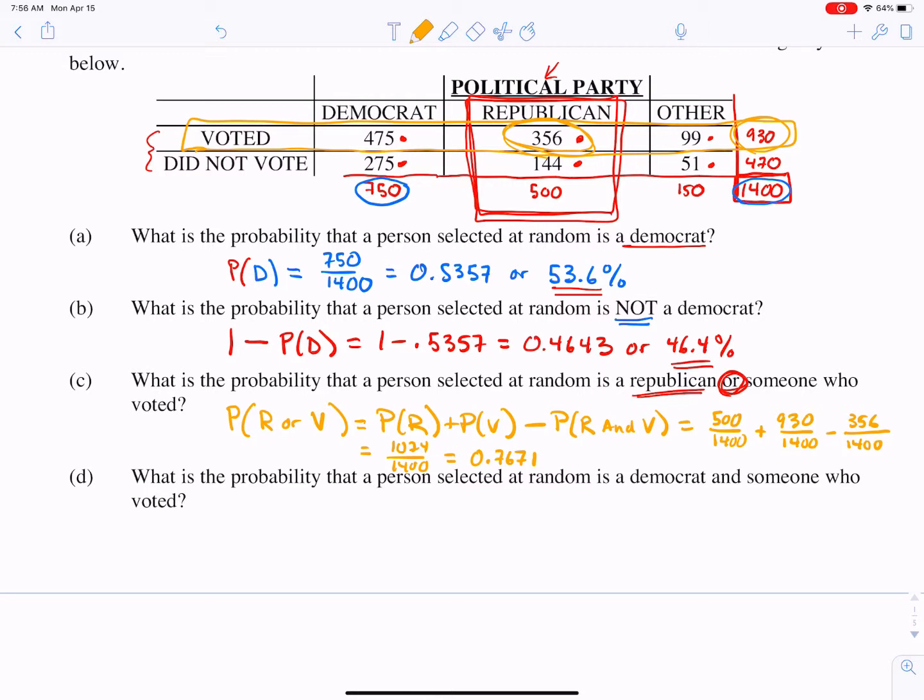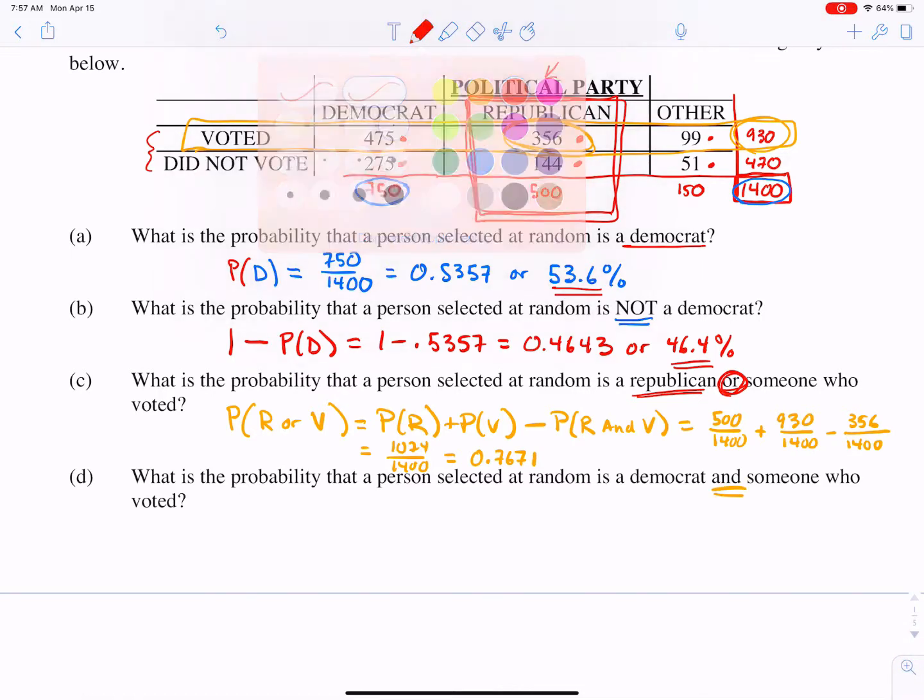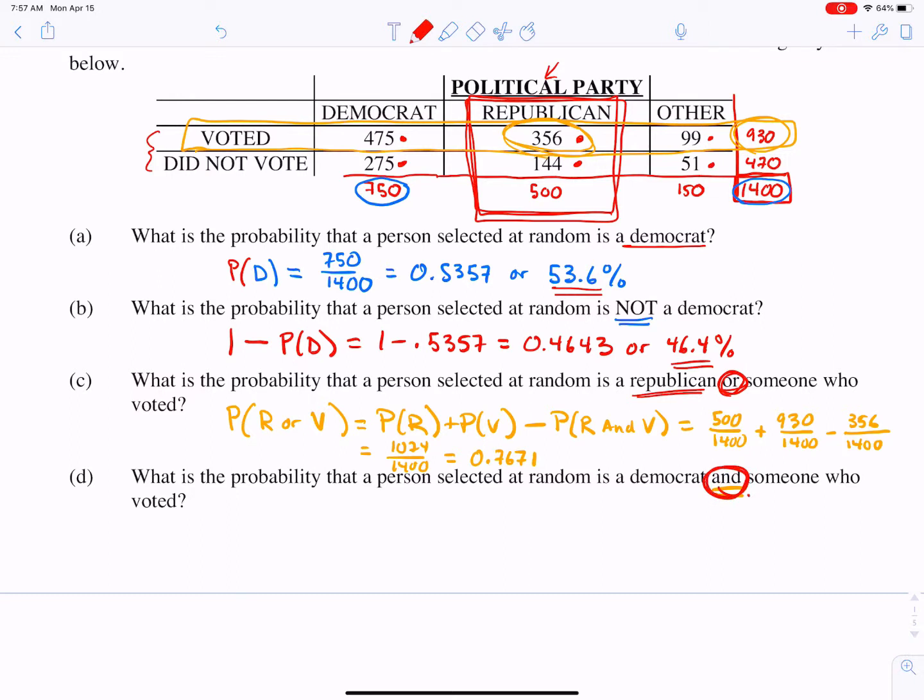Okay, part D asks, what is the probability that a person selected at random is a Democrat and someone who voted? So the key word there is and, because if it's and, that means it must be both. So a Democrat and they voted. So we have to look back at the table and find out how many Democrats were there who actually voted. That's not all the Democrats and that's not all the people who voted. That's the ones that were Democrats and they voted.